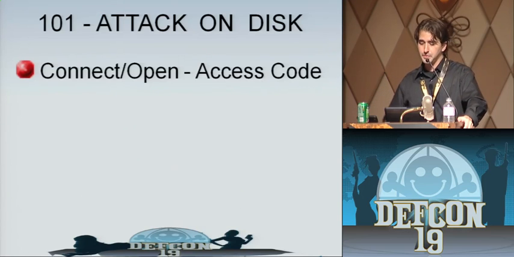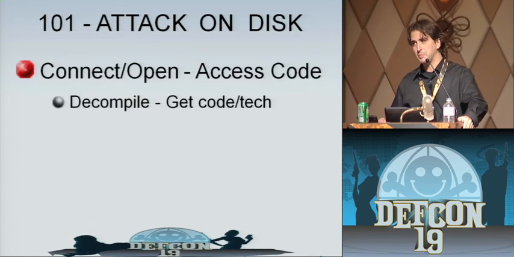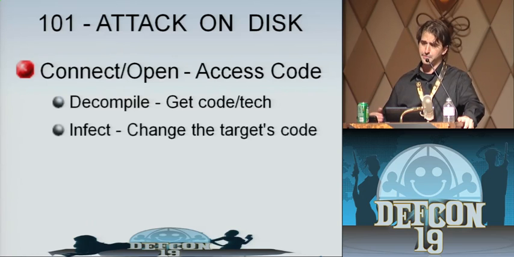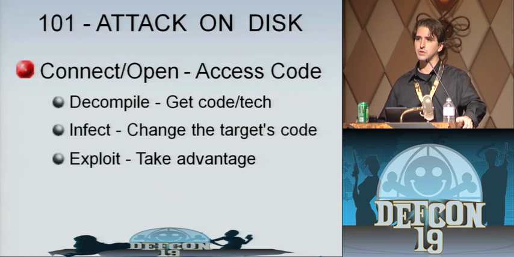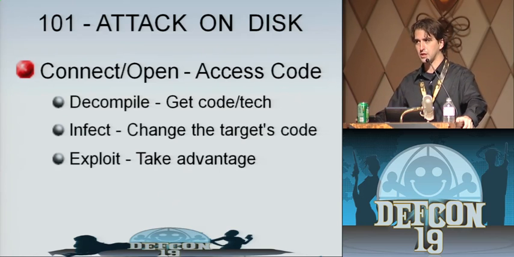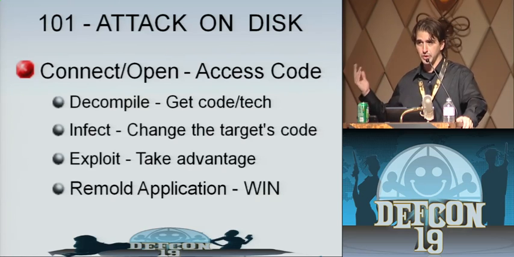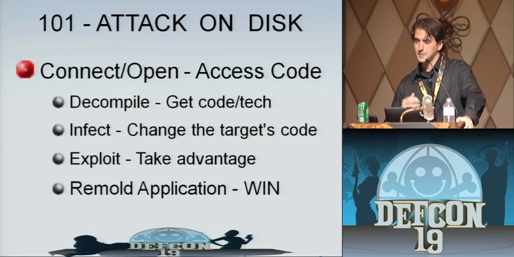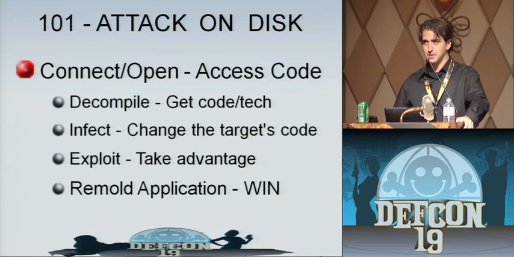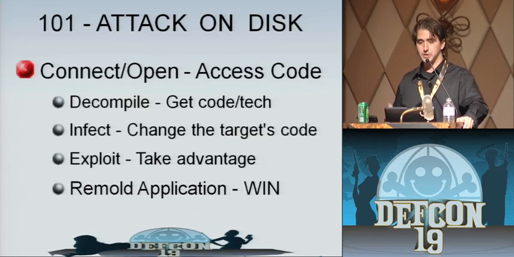So attacking on disk. You connect in and you access. You decompile it and get the code and base technology of your target. You infect it and change your target's code to accomplish whatever goal you might want. You exploit whatever logical vulnerabilities or technological vulnerabilities that might be there, and then remold your application and deploy. That is pretty much as simply as I stated it. That's about as simply as it's done that you'll see later on.